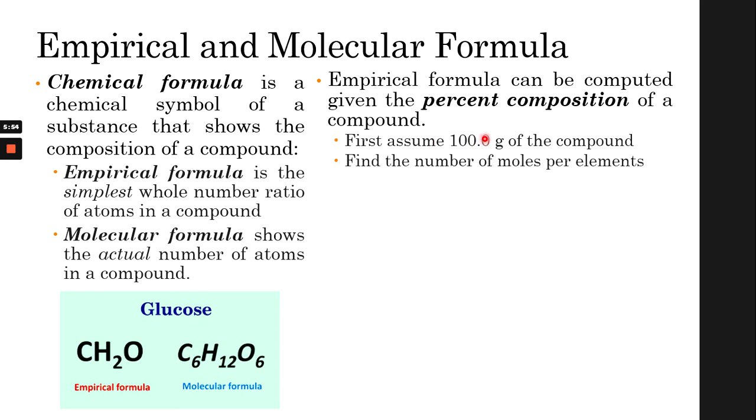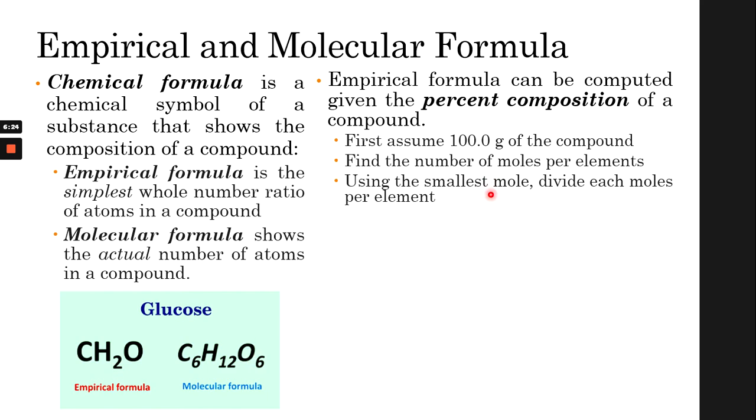Okay, so after assuming you have 100 grams of that compound, you have to find the number of moles per element. So for example, glucose. If I'm looking for the empirical formula of glucose, what I'm going to do is assume I have 100 grams of glucose. And then what I'm going to do next is find each individual moles of element. So how many moles of carbon do I have? How many moles of hydrogen do I have? And how many moles of oxygen do I have?